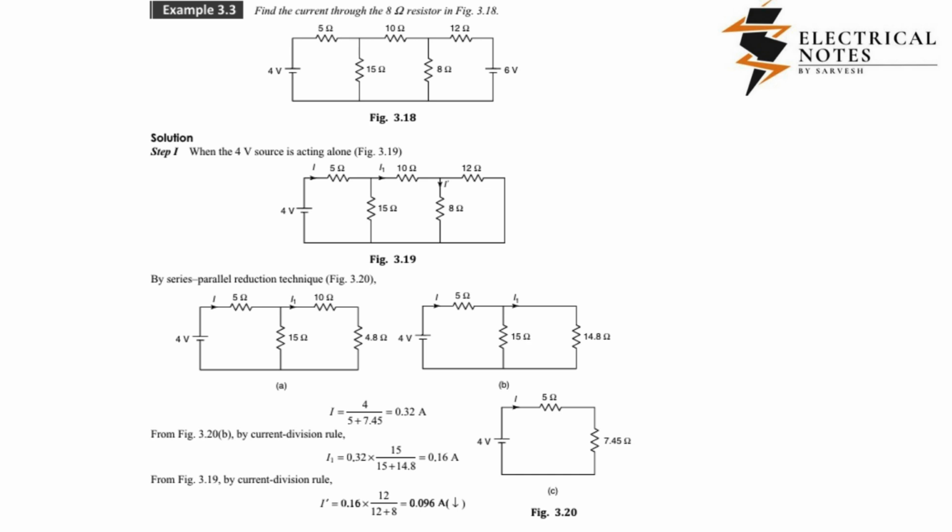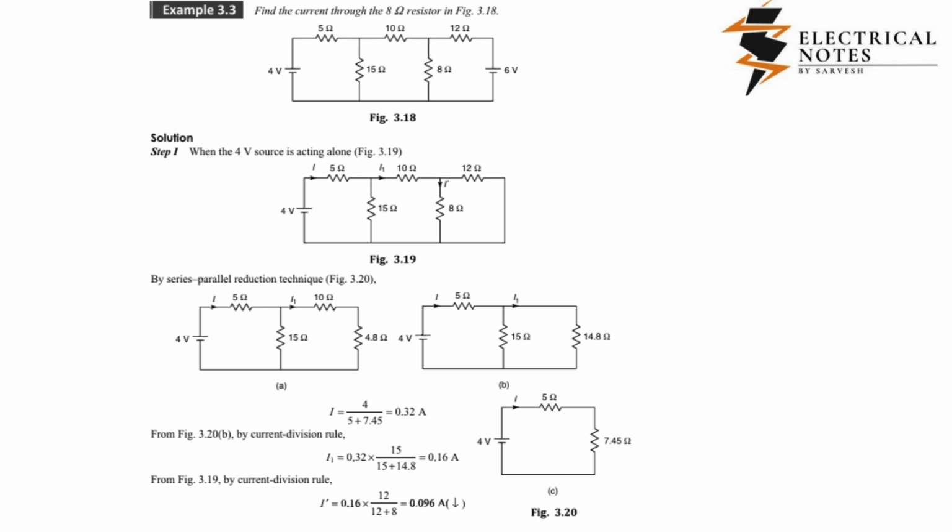I equals 4 by (5/7 + 4/5 Ω)... A 32. From figure 3.20(b), by current division rule, I0 equals 32 times 15 over (15 + 8)... equals.